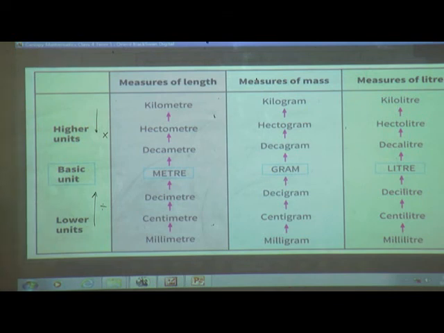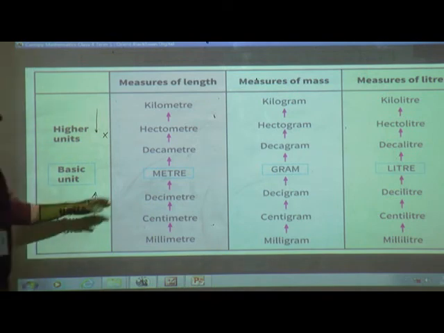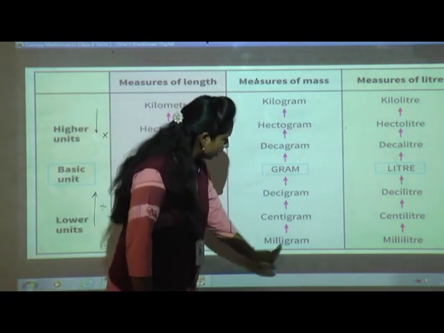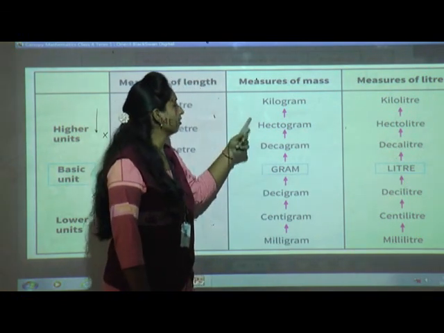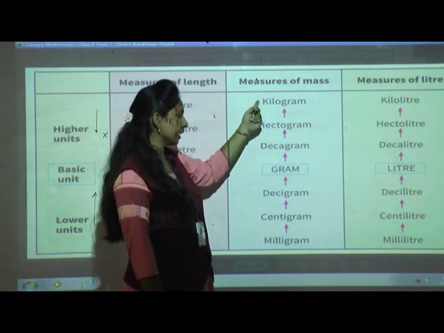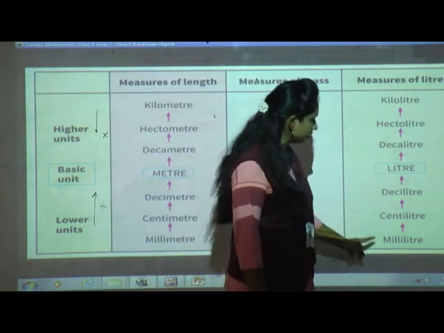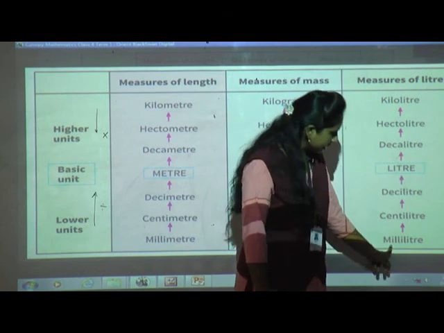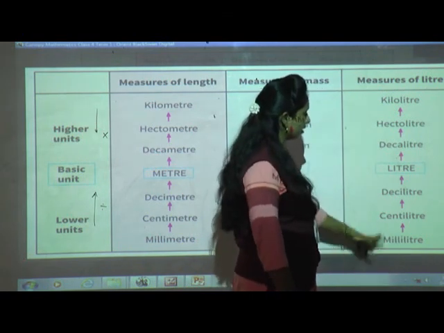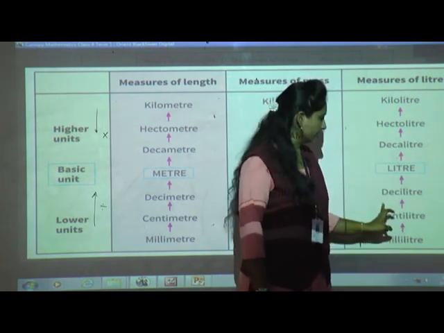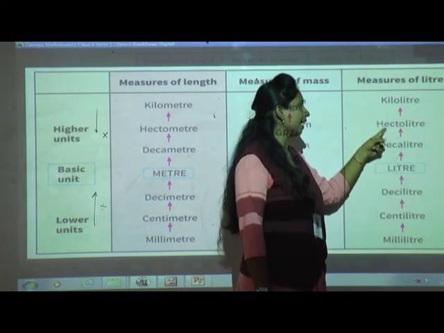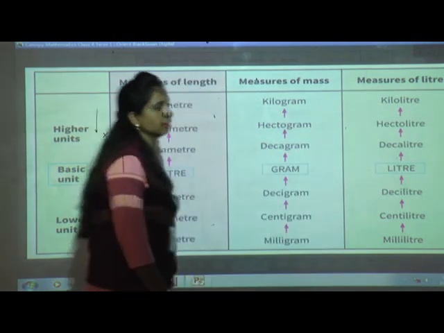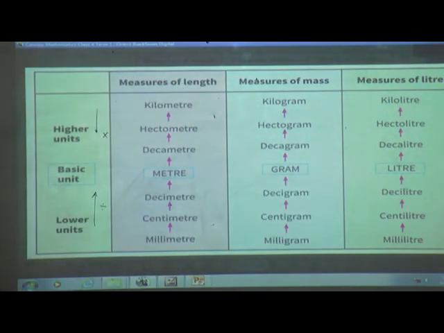Okay? And the measures of the mass start from milligram, then centigram, then decigram, then gram, then decagram, hectogram, kilogram. And measures of the liter start from milliliter, from lower to higher. Milliliter, centiliter, deciliter and liter. Then decaliter, hectoliter and kiloliter. Are you getting clear till here?